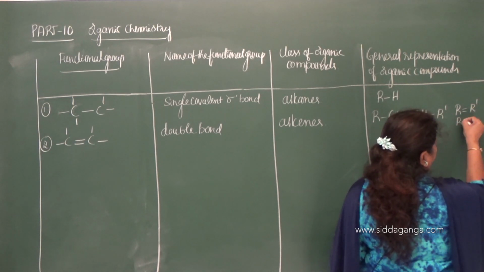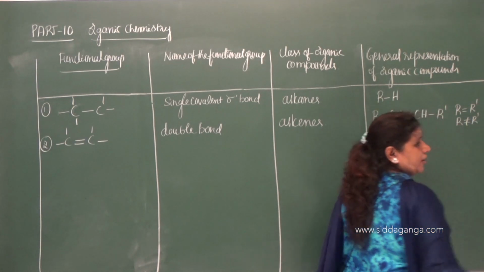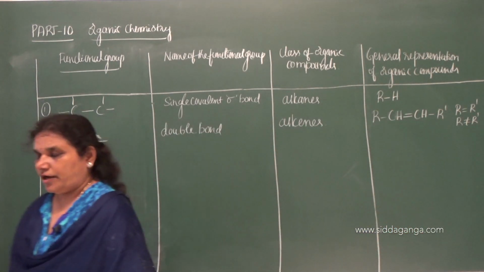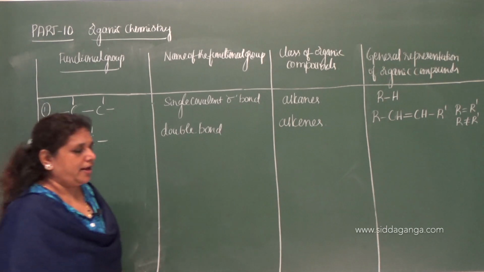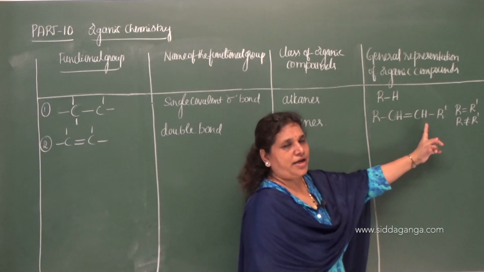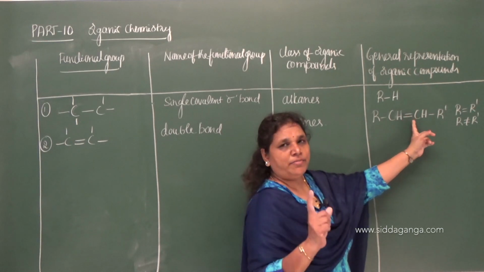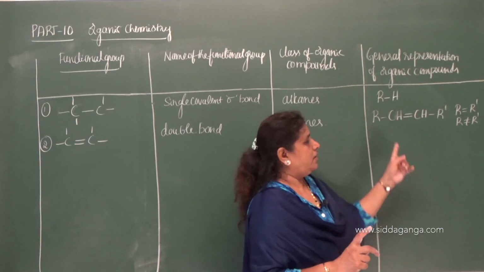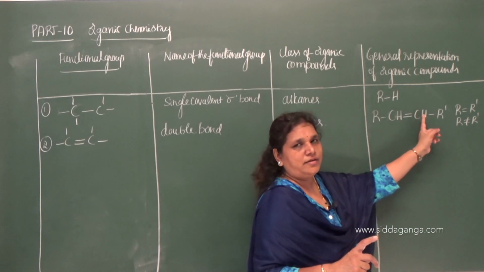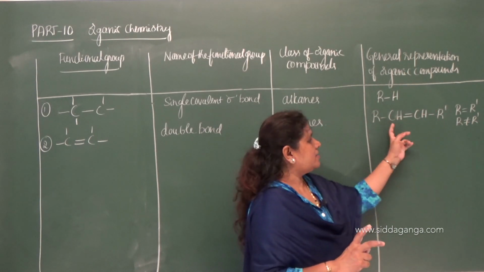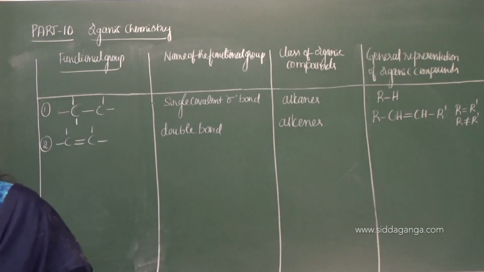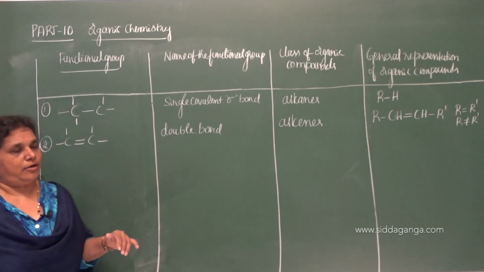or they are different. R and R dash may be the same or different. If you put R and R dash as hydrogen here, you will get the first member of alkene, that is ethene. So you put hydrogen here, CH2, you put R dash here, that is also CH2, then CH2 double bond CH2 is nothing but ethene. So this is the second class of organic compounds.